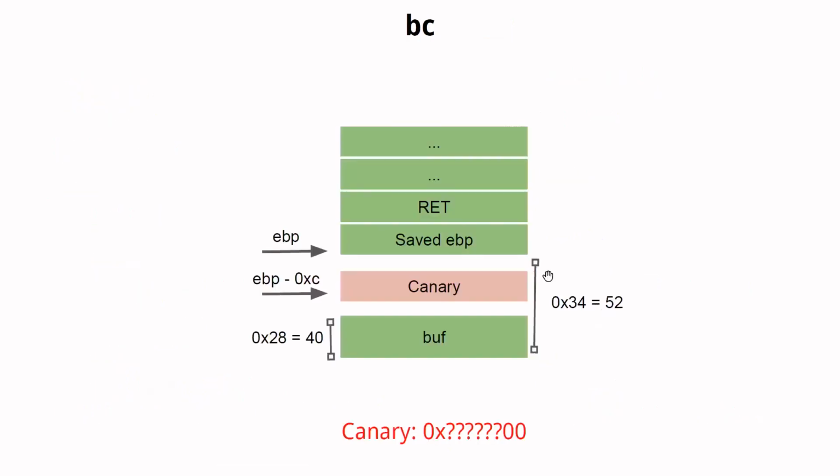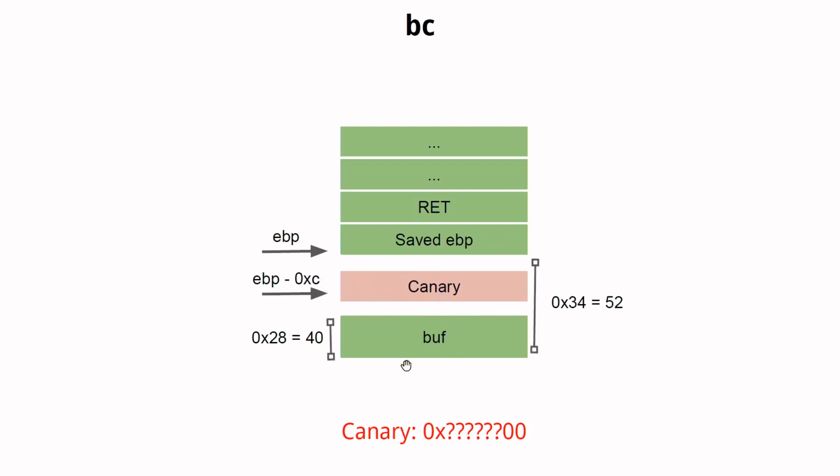Okay, so this is the stack of val foo. We have the return address and saved EBP. The buffer's location comes from the disassembly; if you want to verify this, you can use objdump. The buffer is at EBP minus 58. The canary is placed at EBP minus C. Which means C is 12, right? So the whole thing is 52.